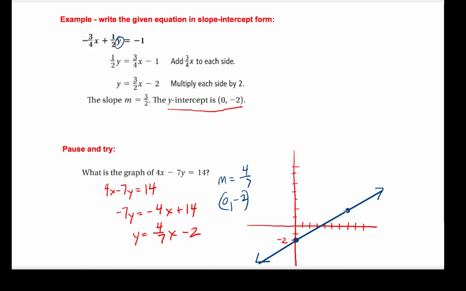It's always a good idea, if you're drawing a freehand graph, to just go ahead and label the points that you use, okay? This point here that I used is (7, 2), okay? And this is (0, -2). All right, and I do my best to draw a straight line through my 2 points.